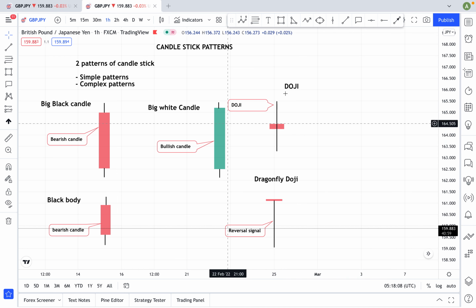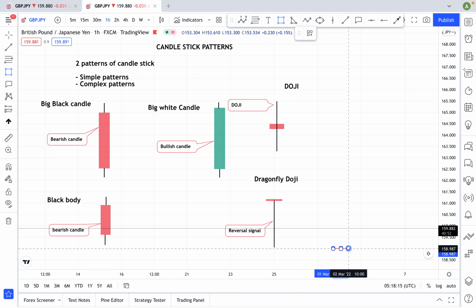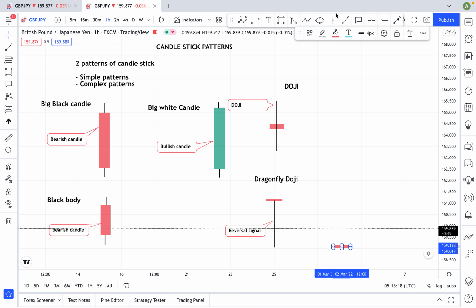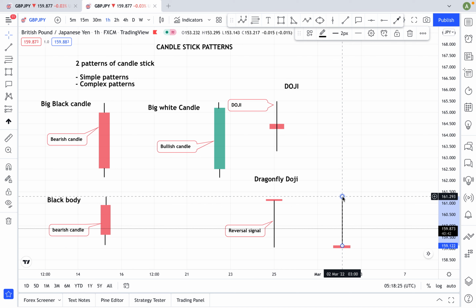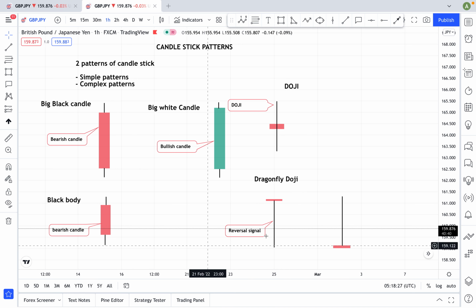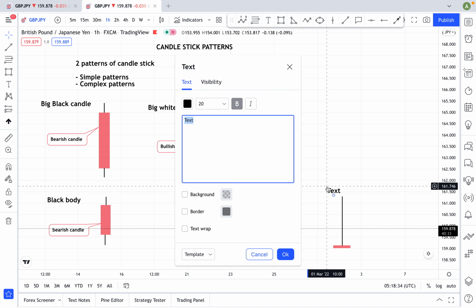Then we have Gravestone doji, and instead of this being on top, just simply pull it down. You're going to see this as well. I know that this can actually be a black or a white candle, meaning it can be a red or green, buying or selling one. Dragonfly, we have this as Gravestone doji.